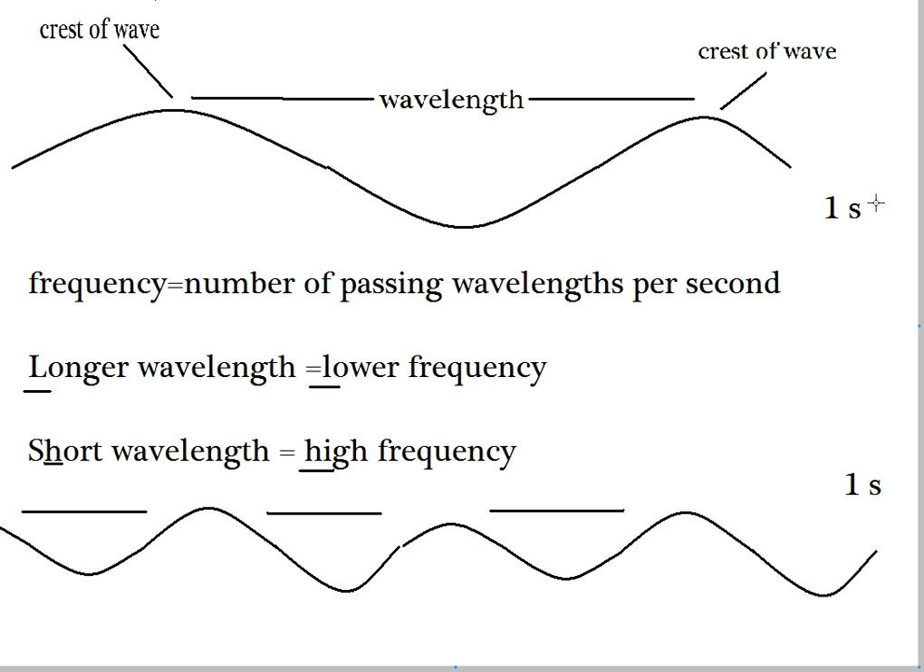So if in 1 second this one had one wavelength and this one had 1, 2, and 3, this one down here would have a higher frequency. So higher frequency has a shorter wavelength. So it's a shorter wavelength, that means it's a higher frequency. This one here, it's a longer wavelength, so that means it has a lower frequency. Lower because the number of passing wavelengths per second will be lower compared to this, which will be higher.